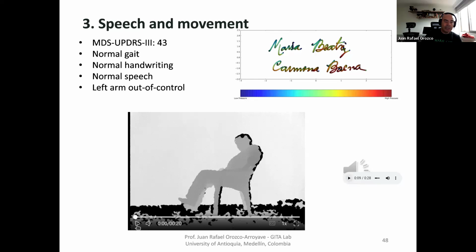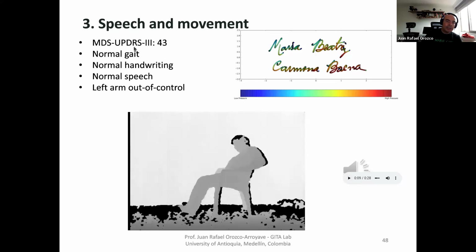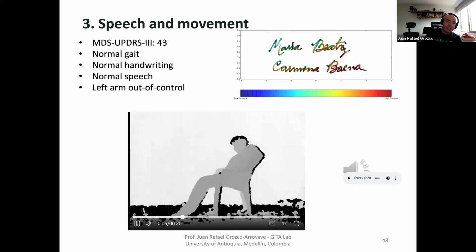So for those who know how to speak Spanish, you will notice that there is no problem in her speech. But when we recorded her, we found that the reason for this high MDS-UPDRS score is that she was unable to keep the neck stable and the left arm stopped while moving, while doing the heel-toe tapping task.